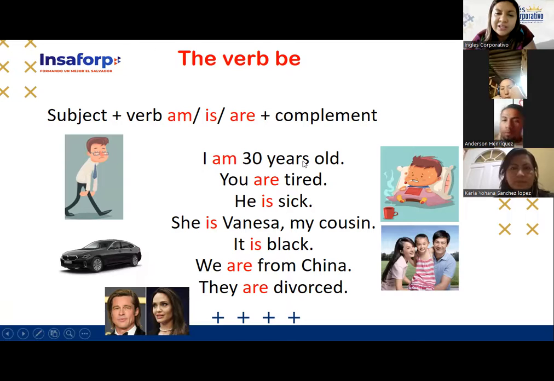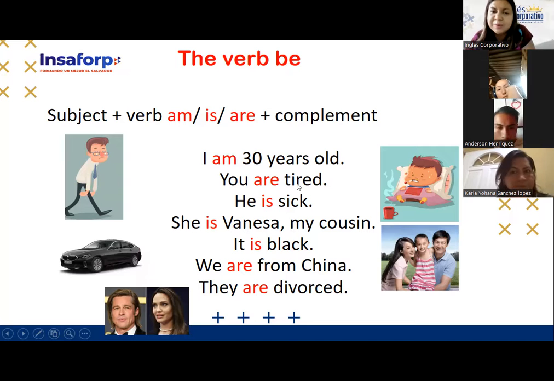I am 30 years old. Para decir la edad. You are tired. He is sick. She is Vanessa, my cousin. It is black. We are from China. They are divorced.